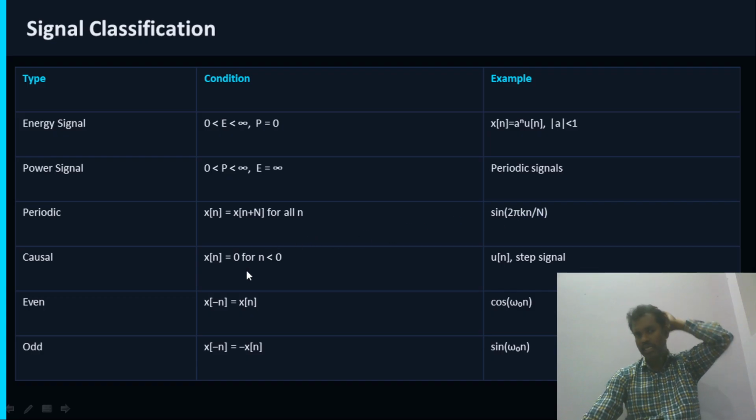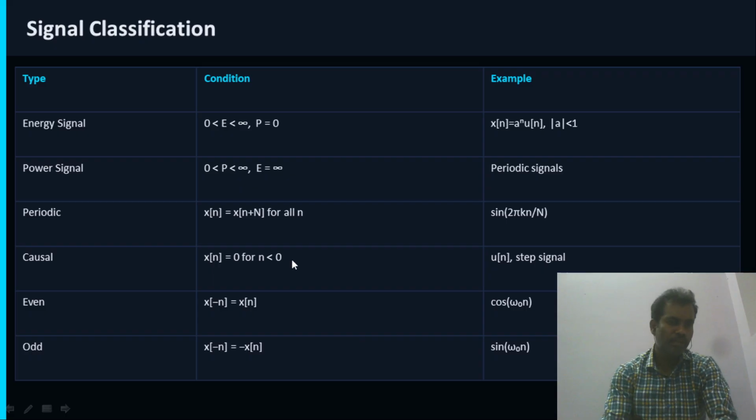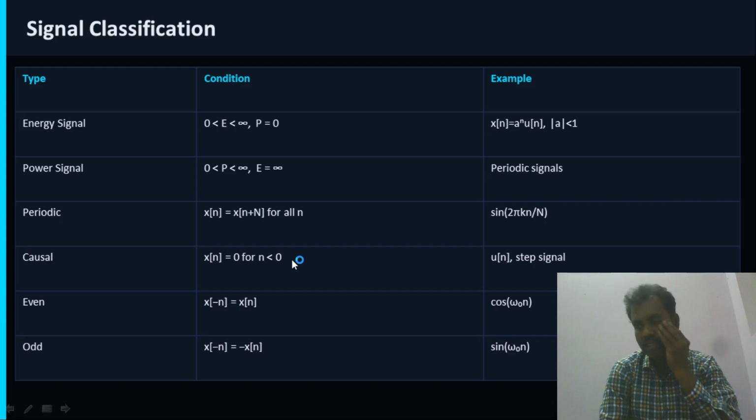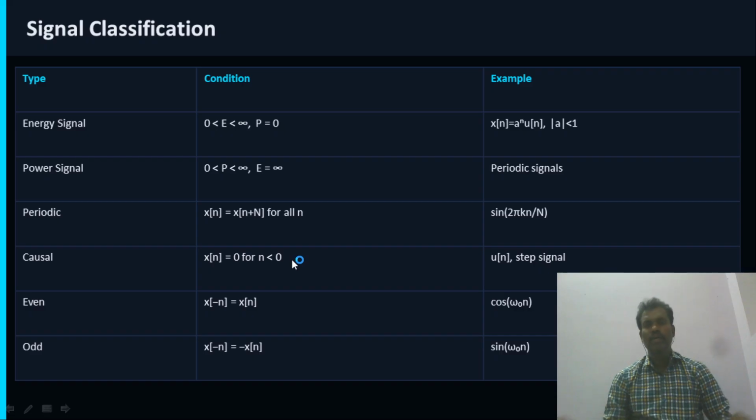And then causal signal. x of n is equal to 0 for n less than 0. That means for negative instances of time, the value is 0. All physical signals start from the present, and no past values are considered. The signal happens from right now, from present to future, and the values will occur then. Only at present and future instances of time is the value present, which makes it a causal signal. It should be completely 0 for negative instances of time. For example, the unit step signal is a causal signal.